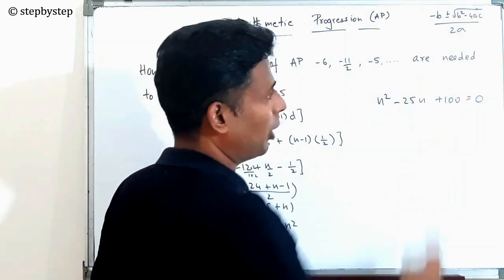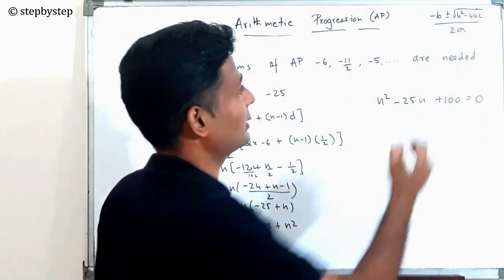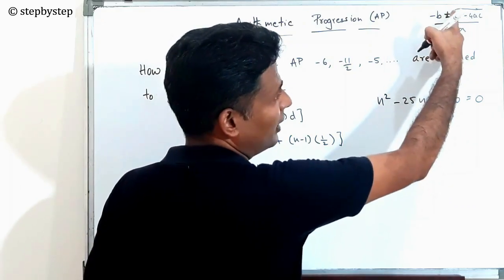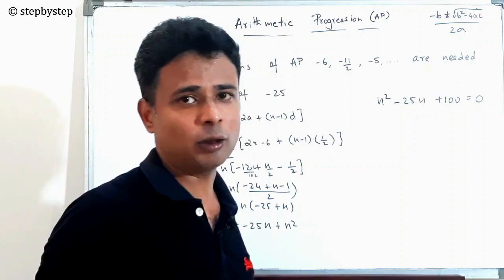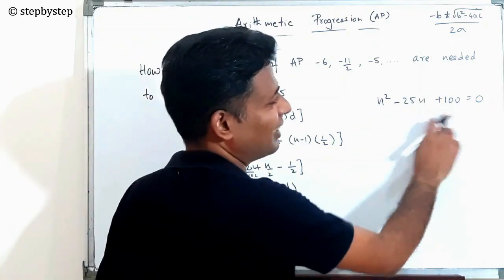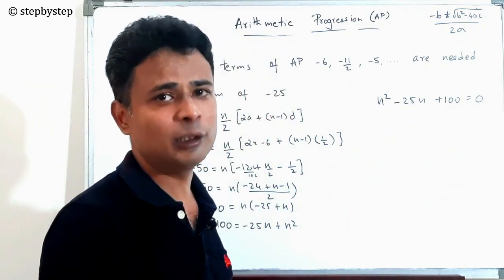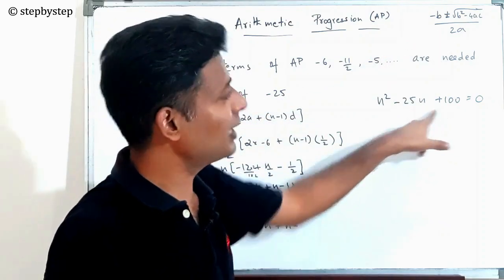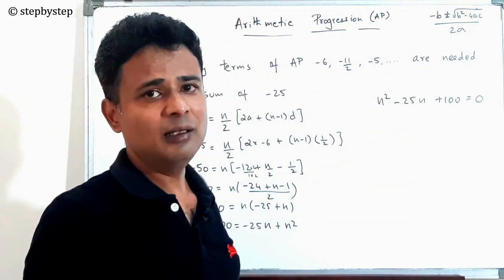If you substitute in this formula, you will get the two answers. That is why it is plus or minus. Once you will add here on top, once you will subtract on top. But for this we can use factorization method itself because the numbers are very simple. It will be easy to factorize. When will you use this generally? When it's difficult to use factorization method.